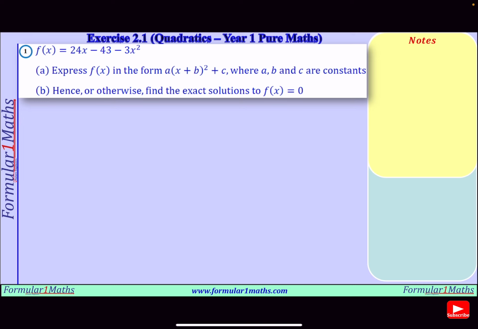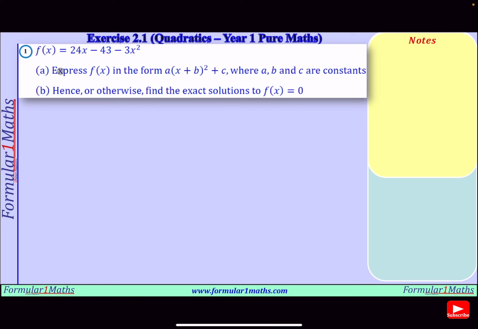Welcome again. This is exercise 2.1, GCE A-level Pure Maths Year 1, on quadratics. We've got 4 questions to answer. Question 1. f of x is equal to 24x minus 43 minus 3x squared.